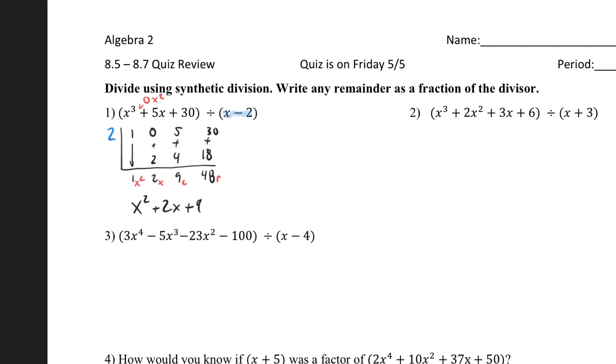And then we always write a plus sign after the constant, no matter what the sign of the remainder is. I write the remainder as a fraction of the divisor. So the remainder was 48, and the divisor was x minus 2. There's our divisor, and there is the quotient. So it did not come out evenly.